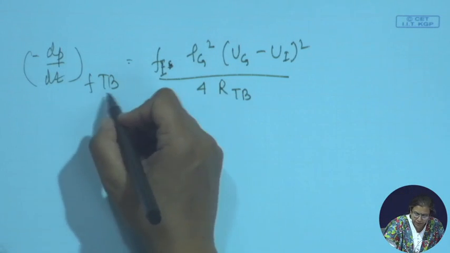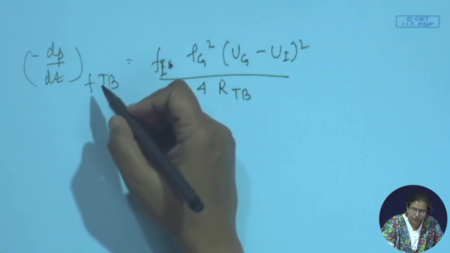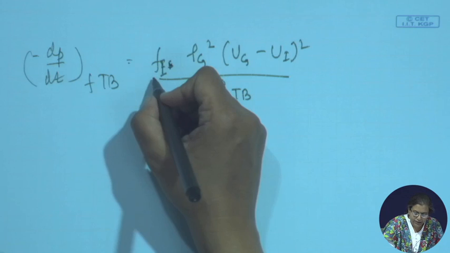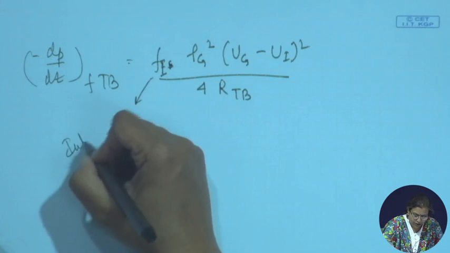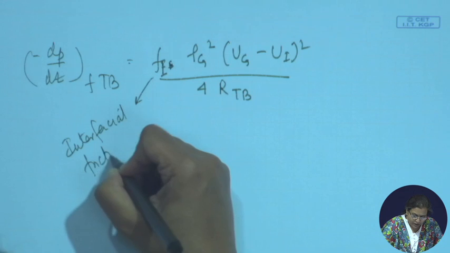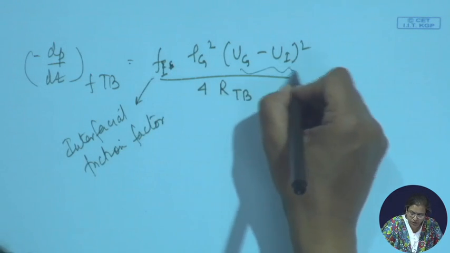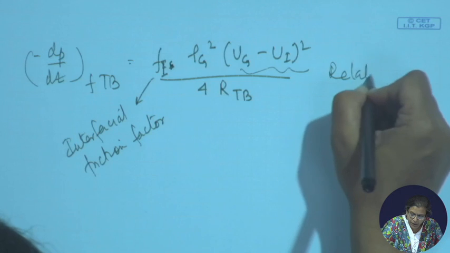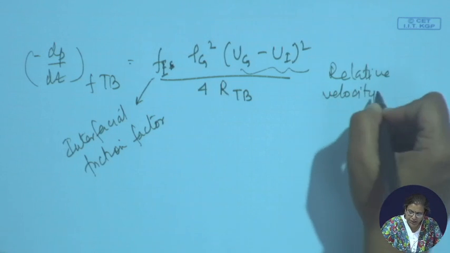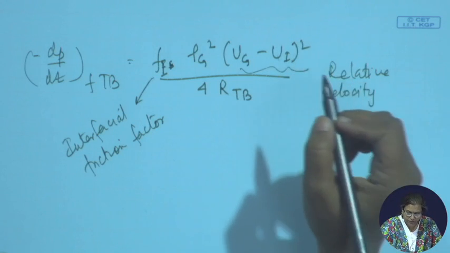So, we have expressed the frictional pressure gradient arising due to the friction between the Taylor bubble and the liquid film. Naturally it is a function of the interfacial friction factor and it is a function of the relative velocity between the bubble and the interface. Now, in this particular equation we find that u_I is an unknown.